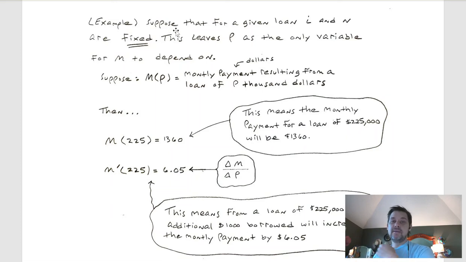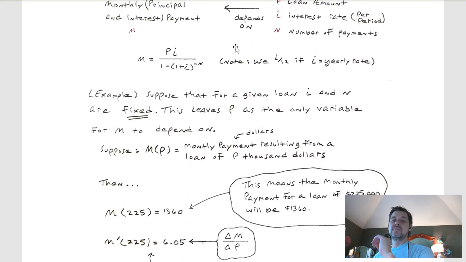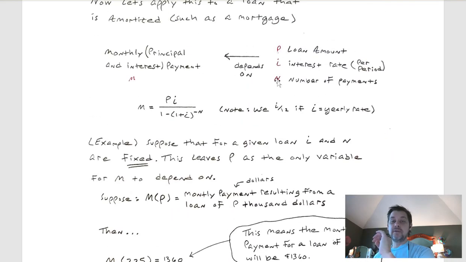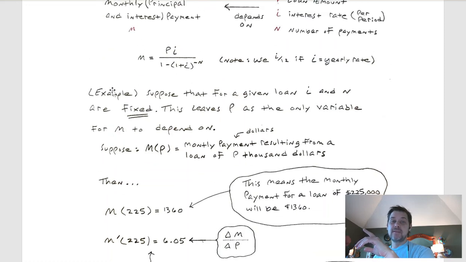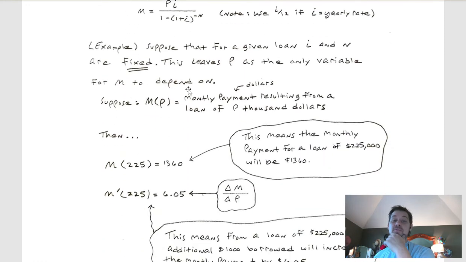So suppose that for a given loan, I, the periodic rate, and N, the number of payments to amortize it, are fixed. So we've decided that. It might be that we're going to take a 30-year loan, which would be 360 equal payments at an interest rate of, I don't know, 6%. Let's say, okay? So that's fixed. And the only thing left unknown is P, which is the amount that we're borrowing, the loan amount. This leaves P as the only variable for M, the monthly payment, whatever that is, to depend on.